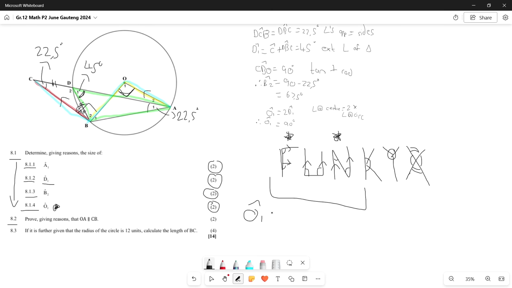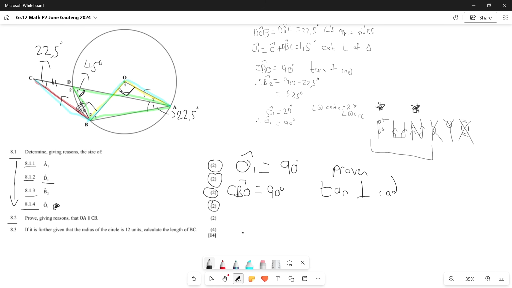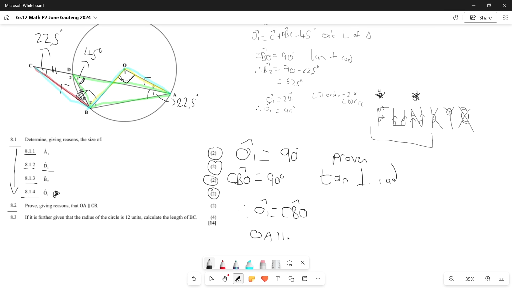So all we have to write is that O1 equals 90 degrees because this was proven here in 8.1.4. So we can just write proven, and CBO equals 90 degrees. We could either say proven or we could say tan perp rad over there, and therefore angle O1 equals angle CBO, and that is exactly what we needed to prove that OA is parallel to BC, because OA is parallel to BC now, because these angles are equal, and that is because alt angles equal.